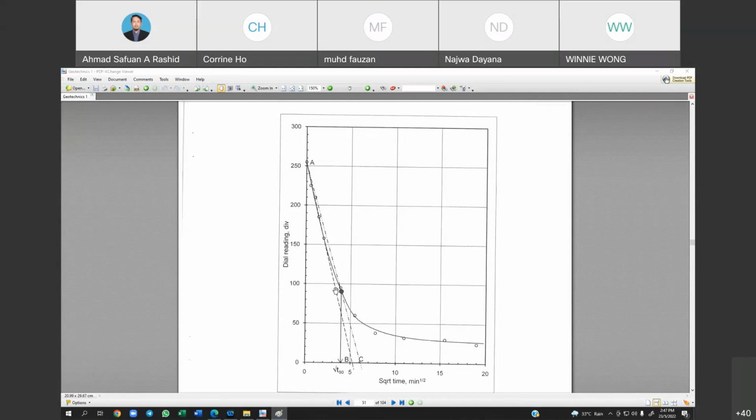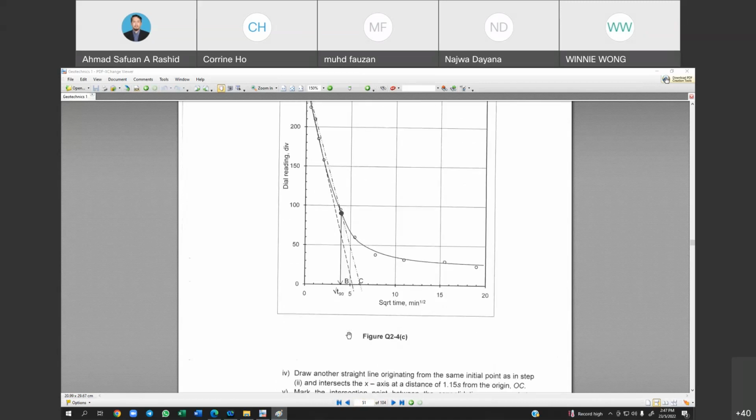From the zero x-axis to the line of the AB, so then we get the AC. So the intersection between the AC with the consolidation curve is the square root time. So then we need to power by 2 to get the T90 value.